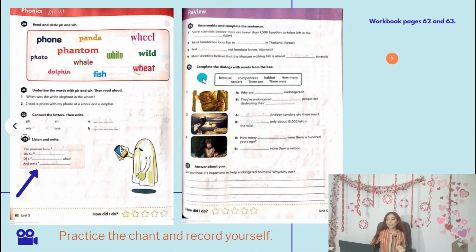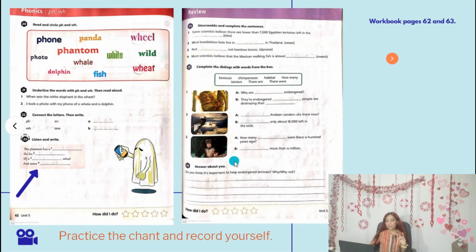Activity 25 says complete the dialogues with words from the box, okay? So it says, we have because, chimpanzees, habitat, how many tarsiers there were, okay? It's really easy. You need to pay attention, read the conversations, and try with the options. You need to understand the questions and the sentences and the answers, and you need to complete.